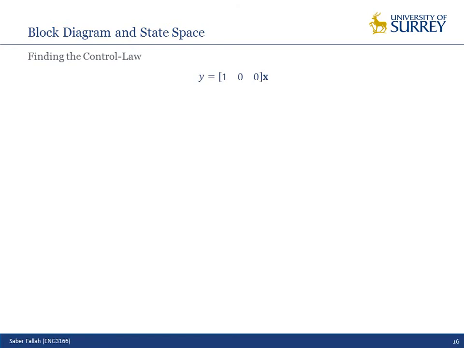The output is y. So h is 1, 0, 0 multiplied by x. X is x1, x2, x3. I define K as K1, K2, K3. I have a vector of 1 by 3 because I have 3 states. And the control law is u equals minus Kx. So the objective is to find K using the characteristic equation, the pole locations.